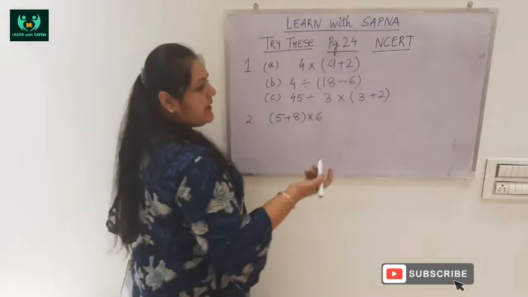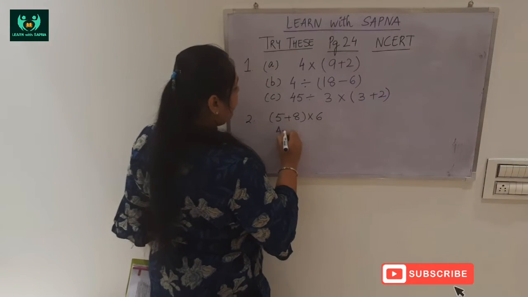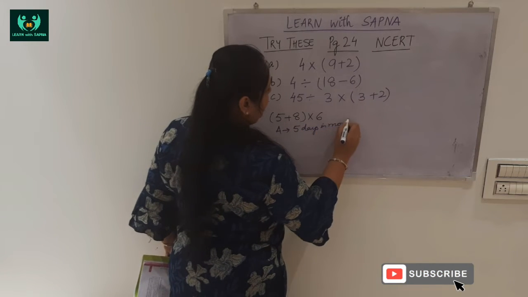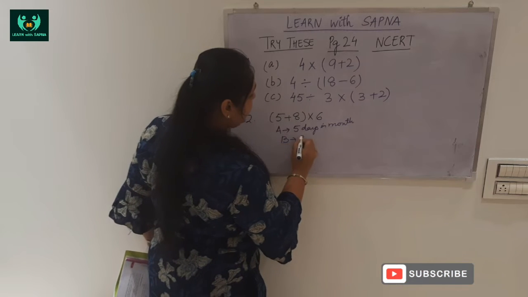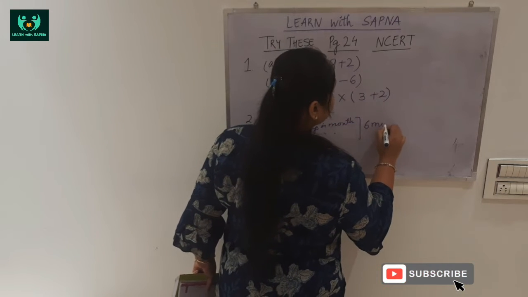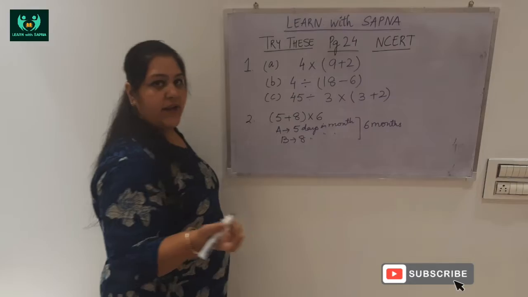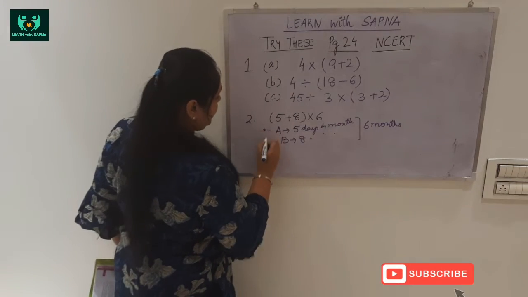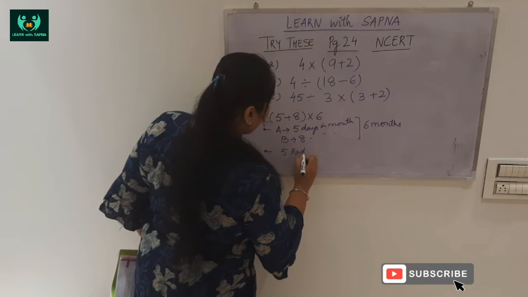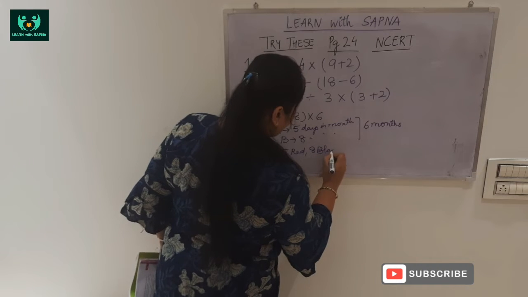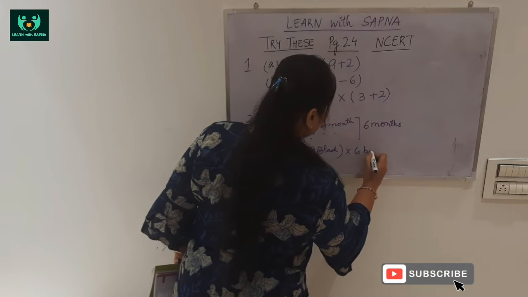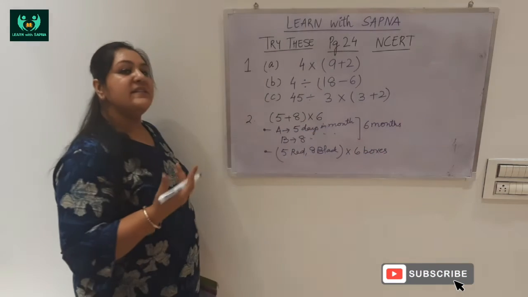What can be different situations? Let's say A goes to school for 5 days in a month and B goes to school for 8 days in a month. So how many days do A and B both go in 6 months, right? Another situation can be if in a box we have 5 red pens and 8 black pens in one box. So how many total pens in 6 boxes?